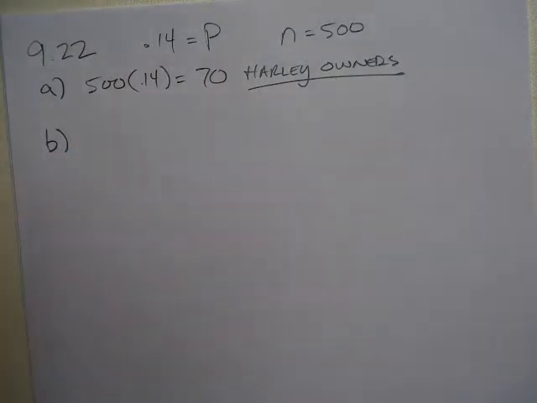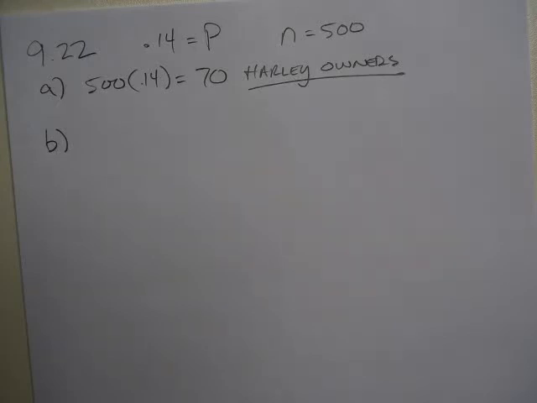B. All right, B is critical. Listen. How likely is your sample to contain 20% or more who own Harleys? Do a normal probability calculation to answer this question.